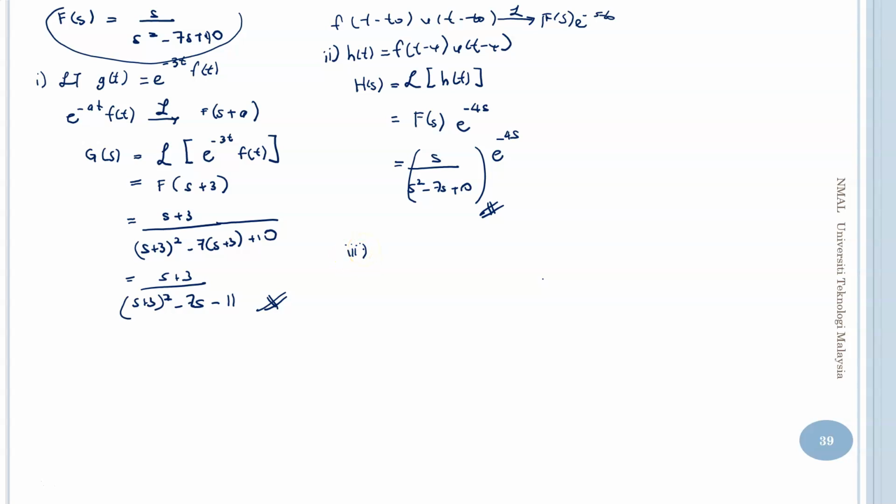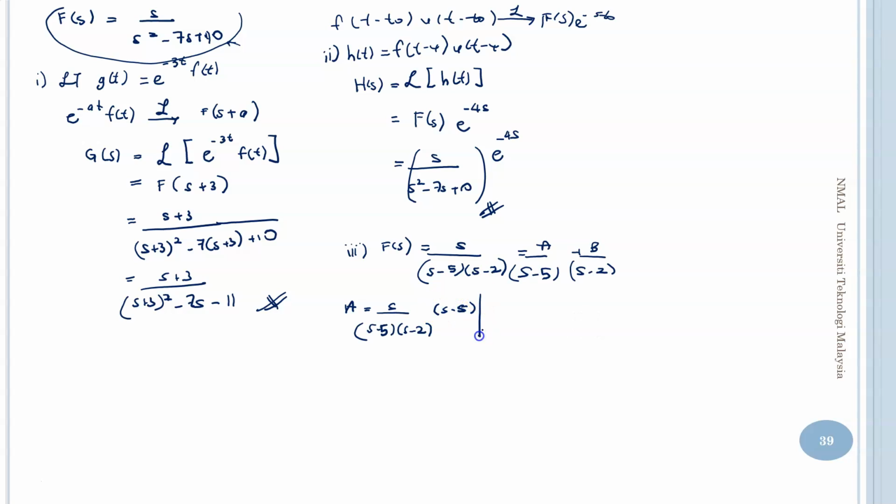For question 3, you have to find f(t). We know that we can use the inverse Laplace transform, and you can factorize the denominator. If you factorize this, F(s) should become s divided by (s minus 5)(s minus 2), which is A divided by s minus 5 plus B divided by s minus 2. So using the partial fraction theorem, A equals s divided by (s minus 5)(s minus 2). Please do the revision on the partial fraction theorem. I also know that some of you, if you have a calculator, can use the calculator, but you have to show how you obtain the value. To cancel out this denominator at A, s equal to 5.